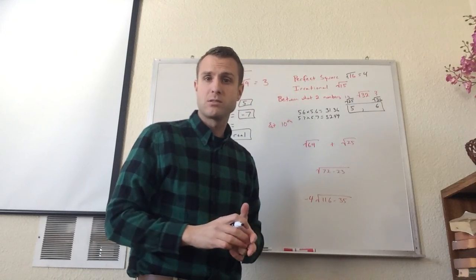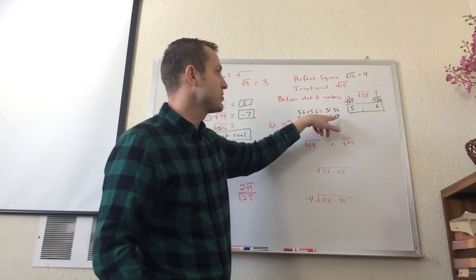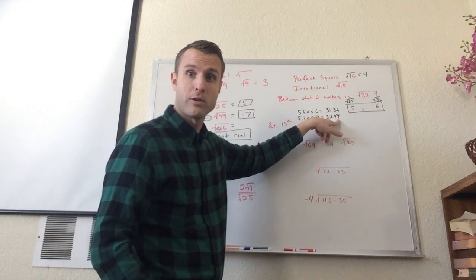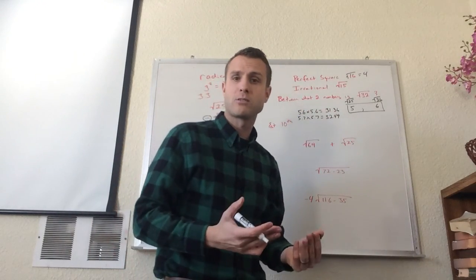Now, which one do I choose? Well, again, I choose the one that's closer. So what's closer to 32? 32.49, that means it's 0.49 away, right? Or 31.36. How far away is 31.36?